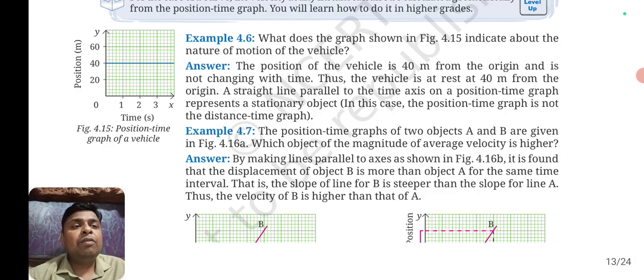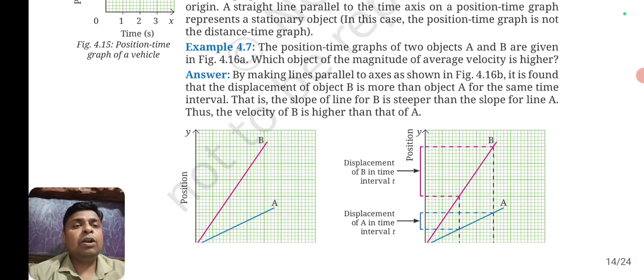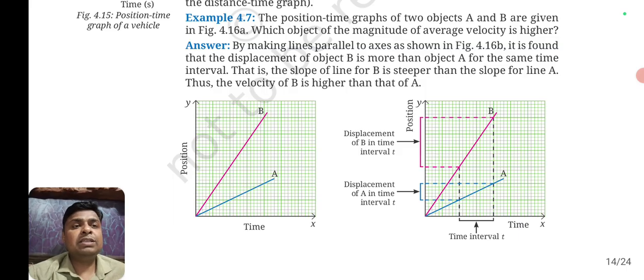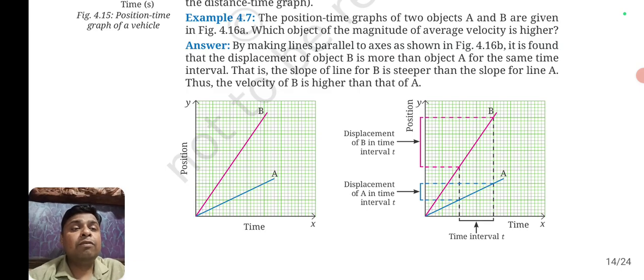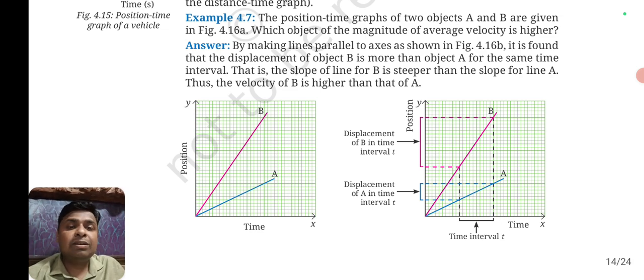Now position-time graphs of two objects A and B are given. For which object is the magnitude of average velocity higher? So you have to observe A and B, and they have given us the graphs. By making lines parallel to the axis, it is found that the displacement of object B is more than object A for the same time interval. First of all, they have shown the graph, and then they have drawn lines on the graph, and told us what you understand from the graph. Looking at the graph, you should be able to understand.